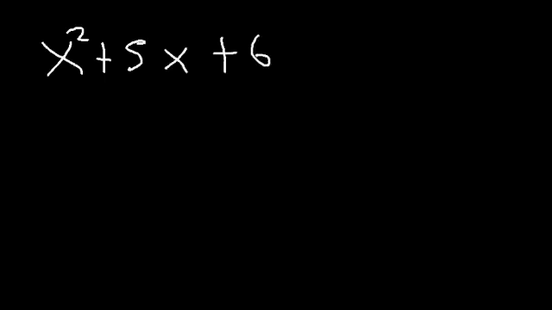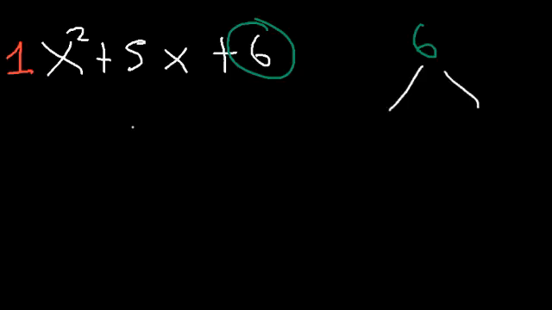In this video, we're going to focus on factoring trinomials the easy way. So let's start with this one: x squared plus 5x plus 6. How can we factor it? Notice that the leading coefficient is 1. When you see that, look at this number 6. Find two numbers that multiply to 6 but add to the middle term 5.